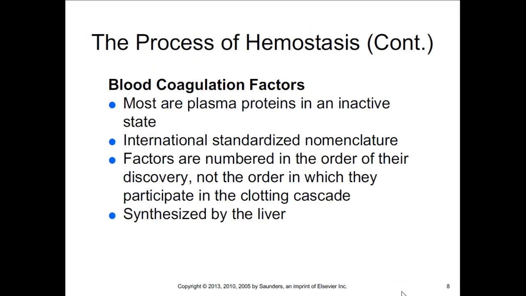Most of the plasma proteins are found in the blood in an inactive state. They're made by the liver, but they are not going to be activated until they are called forth through either the intrinsic or extrinsic pathway. We have a standardized nomenclature for those different proteins in that cascade. They're usually numbered with Roman numerals, and then they have a letter next to it, an A if it's been activated.